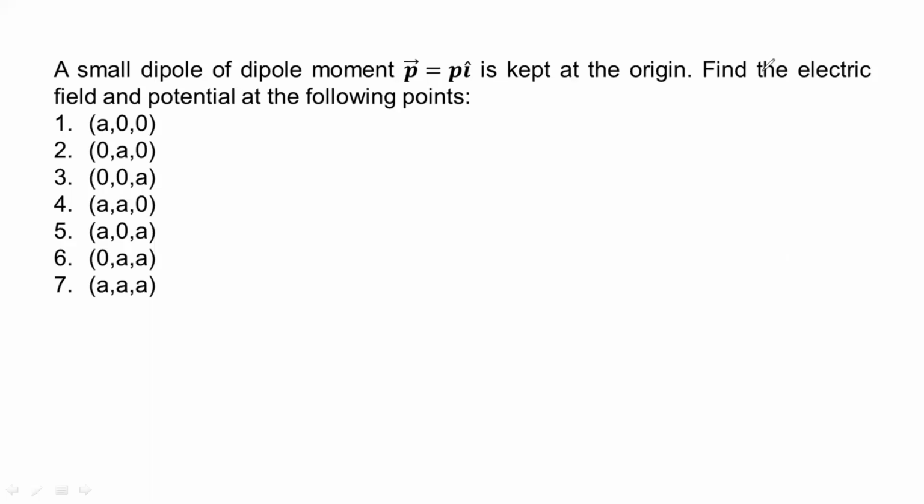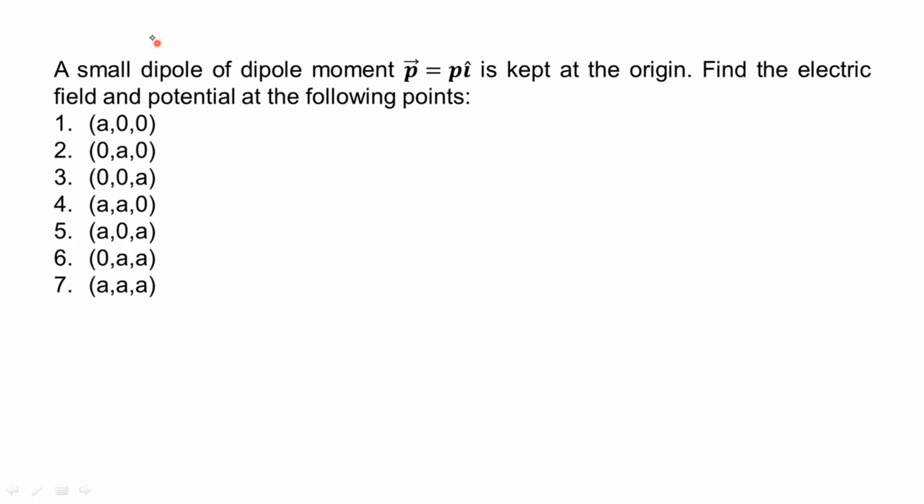Hello everyone. In this video, we'll be solving problems on field and potential due to dipole. Okay. So this is the first problem. A small dipole of dipole moment P is equal to P i cap is kept at the origin. Find the electric field and potential at the following points. These are the coordinates of all the points. There are 7 points where we are supposed to calculate the field and potential.